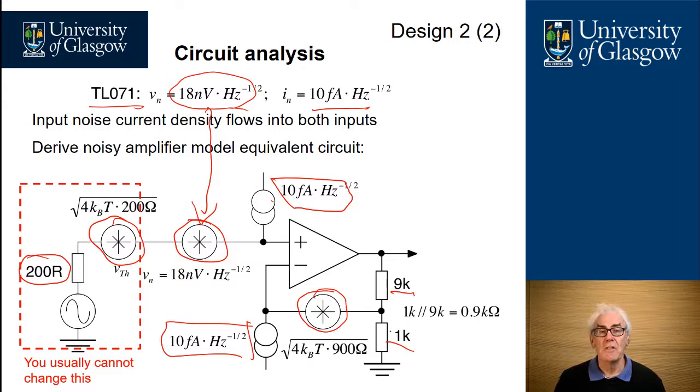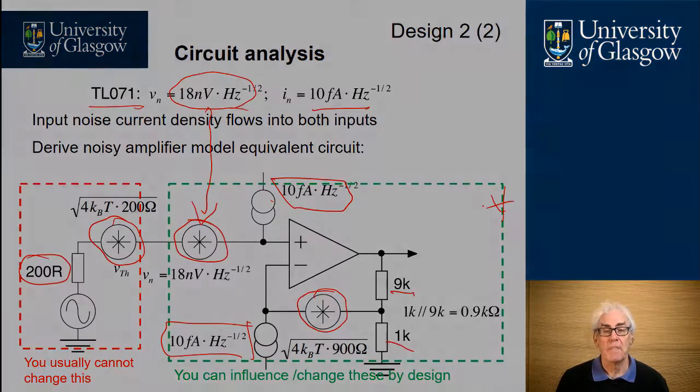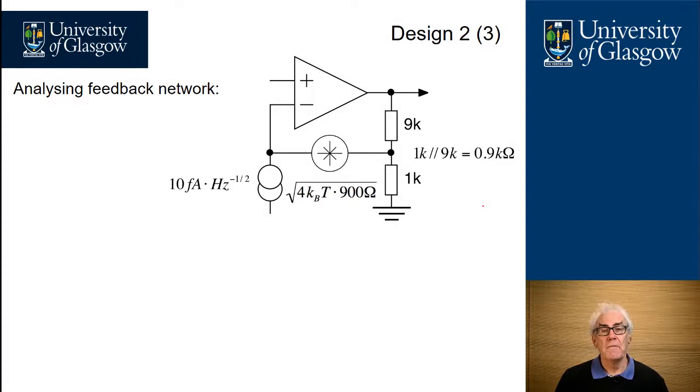In most applications, you will be given the source resistance, and you normally cannot change that. It's defined by the sensor or by the customer, but you can modify and influence and change the design of the amplifier circuit over here. So this part here you can actually optimize for the application, but you normally cannot change the input side. First of all, let's look at the feedback network and do analysis on this.